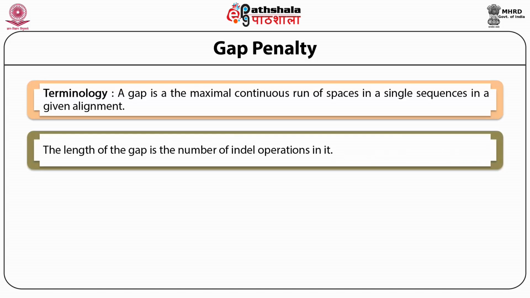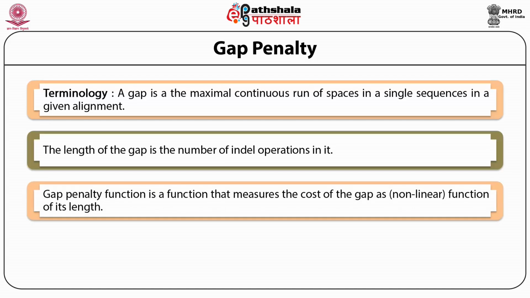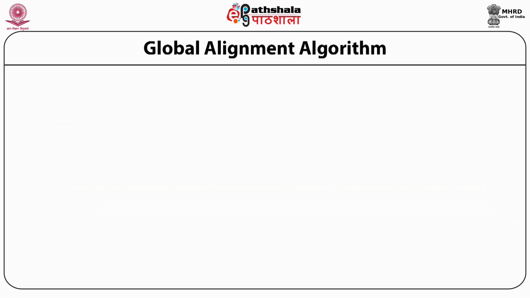Every gap represents an indel operation, isn't it? So sometimes it might be useful to penalize the number of gaps. In such cases we use a gap penalty function which measures the cost of adding a gap, and it may be a constant, it may be a linear function of the length or the number of gaps, or sometimes it can even be a nonlinear function. So now let's look at the global alignment algorithm.